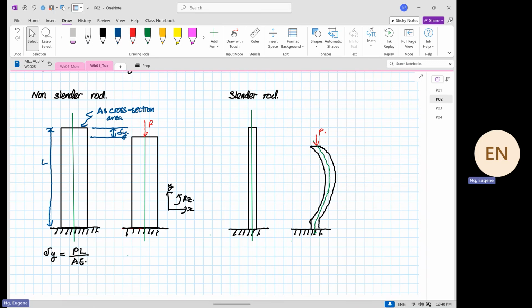And if you were to ask me, Eugene, then if this is the case, what is the equation for deflection? So the equation for deflection changes. It is going to be y(x) equal to C1 sin px plus C2 cos px.